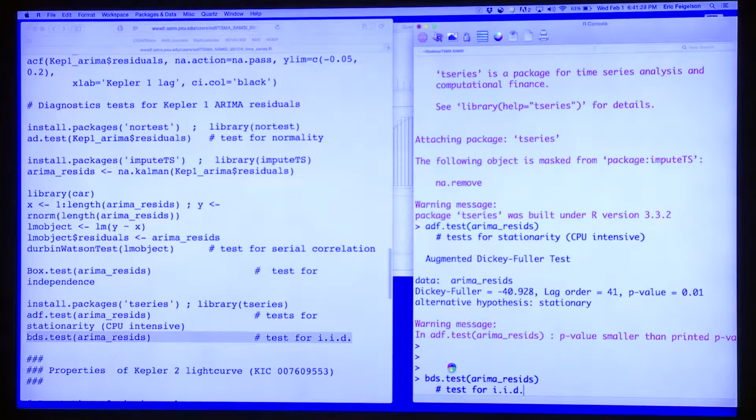Oh, I was wrong. The ADF was not CPU intensive. This one is. I never found anyone who uses the BDS, but the ADF is widely discussed. If you type in augmented Dickey-Fuller, you'll find Wikipedia pages, you'll find graduate courses, and every business school talks about it, has lectures on it. It's a big thing. I'm not quite sure why it is.